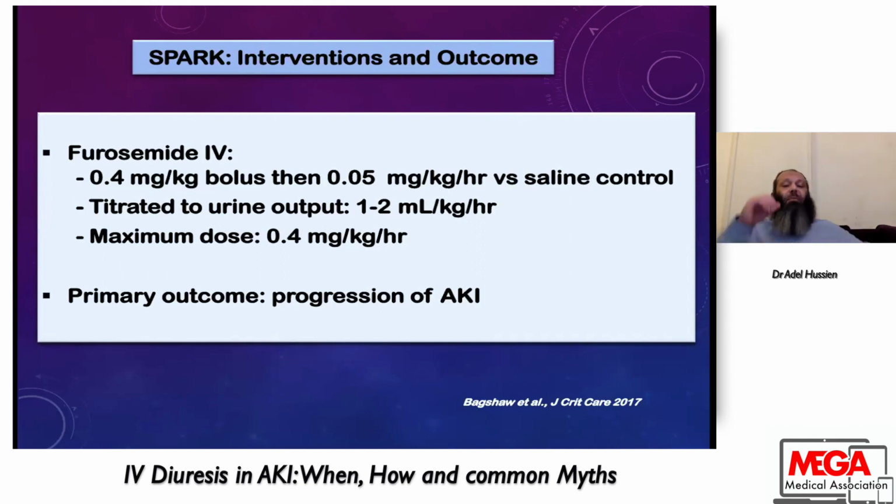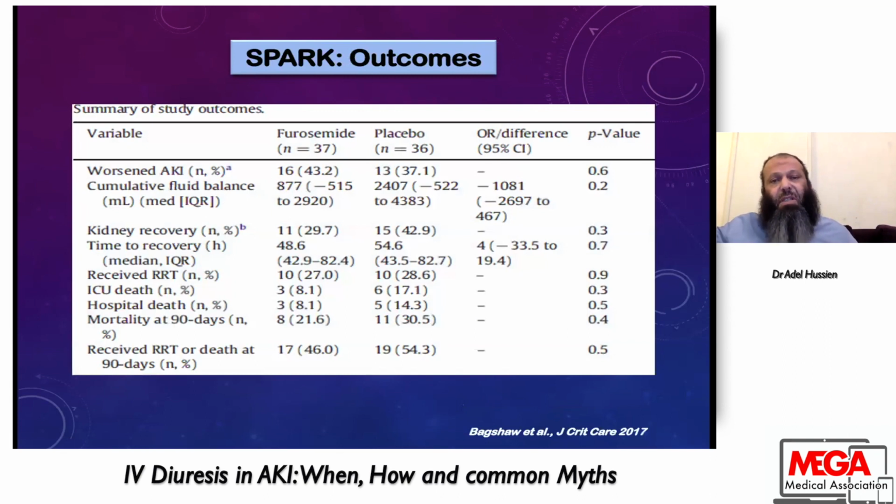What was their primary outcome? It was the progression of AKI. Did the patient progress in AKI or not? Here it was not prevention. Here it is the progression of the AKI.